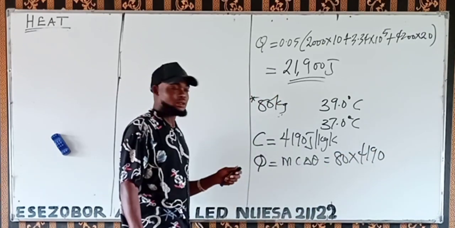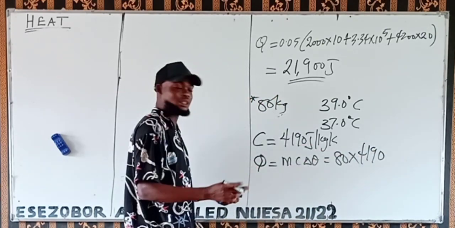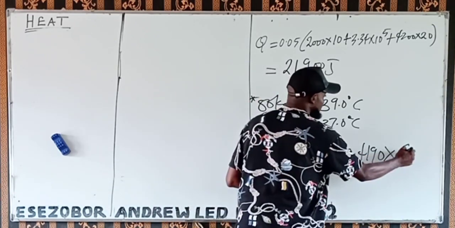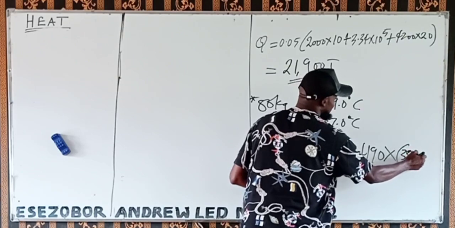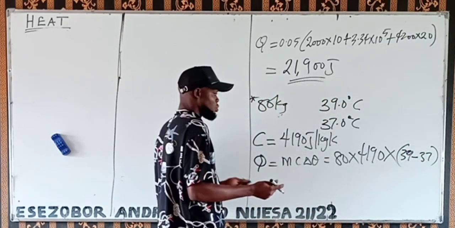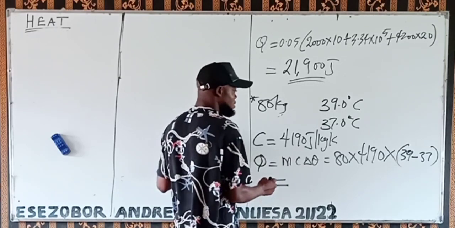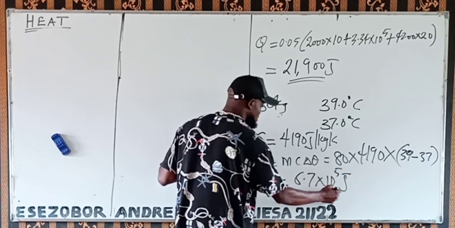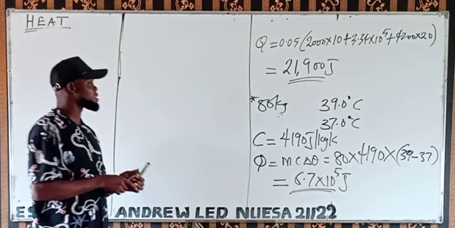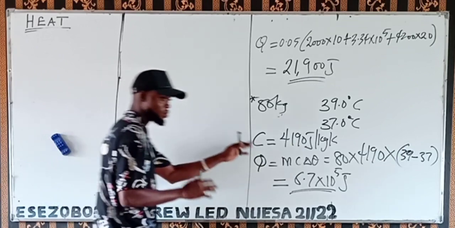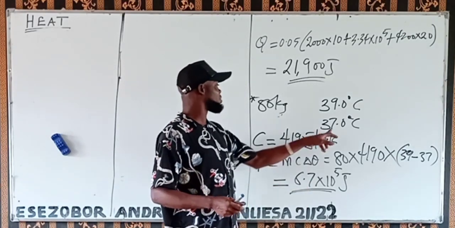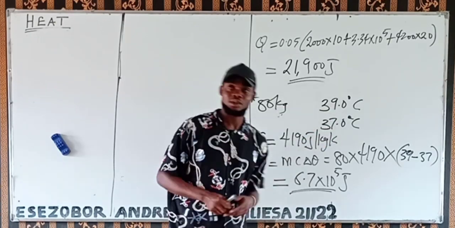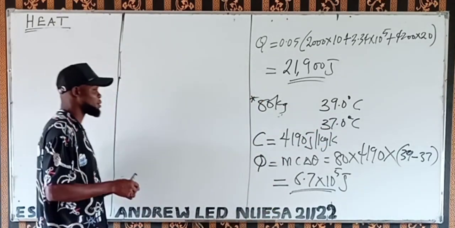4190, that's why I said it's approximately 4200 for water, then times the change in temperature. That would be 39 minus 37, which is 2. So if you do this, it gives you 6.7 times 10 to the power 5 joules. Now this is the amount of heat that will raise the temperature of this kilogram man from 37 to 39. That is the amount of heat that will do that job.